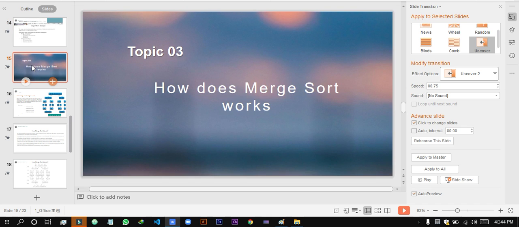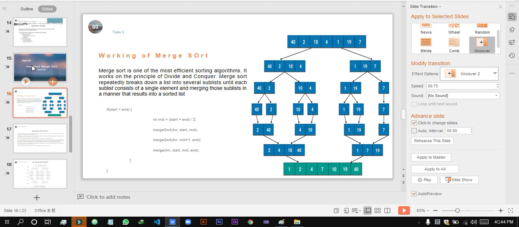So now let's move towards merge sort. How does it work? Merge sort is a more efficient sorting algorithm, which is based on the principle of divide and conquer. Merge sort repeatedly breaks down the list into several sublists until each sublist consists of a single element, and merges these elements in such a way that it is sorted.